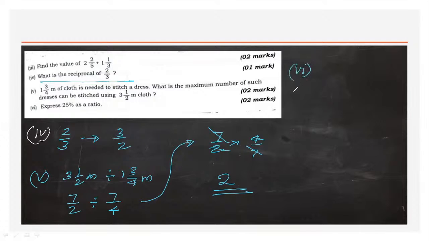Sixth part of this, express 25% as a ratio. 25 over 100. It means, as a ratio, 25 to 100. We can simplify and keep. So how many 25s? 1. How many 25s? 4. The answer is 1 to 4. Next question.